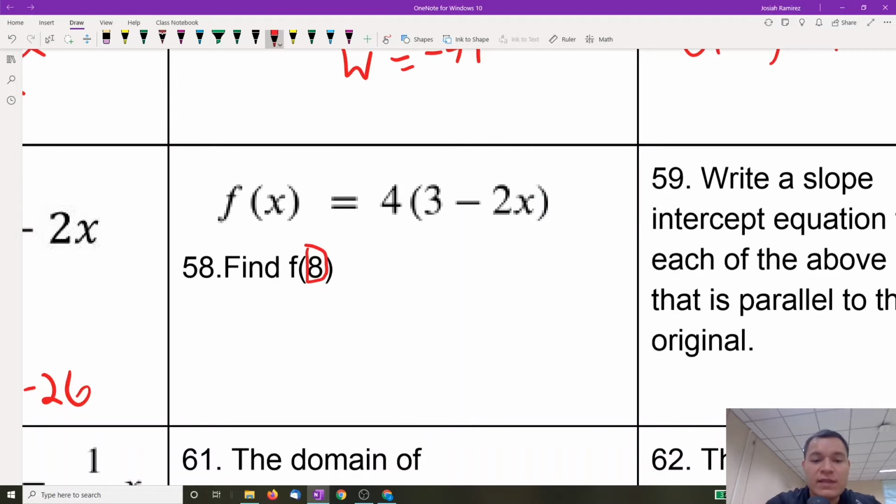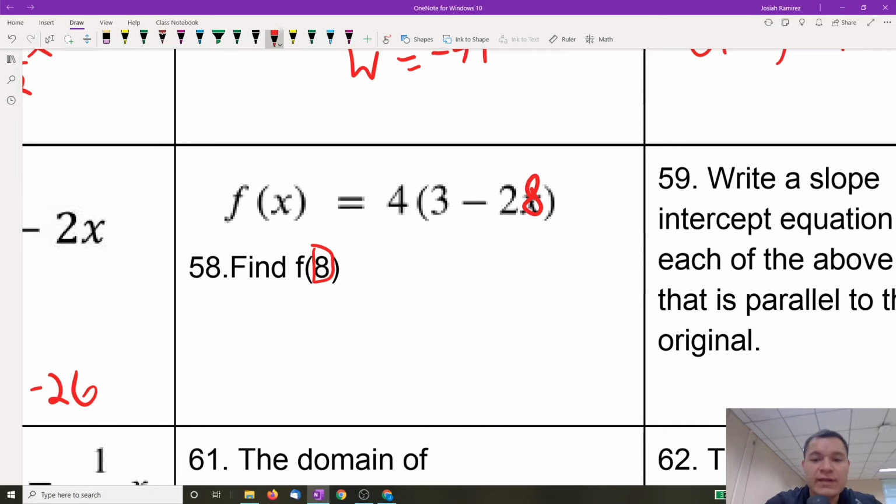F of 8. 8 is going to go for x. So we have 4 times 3 minus 2 times 8, which is 16. That's 4. And then 3 minus 16 is a negative 13. 4 times negative 13 will be a negative 52.